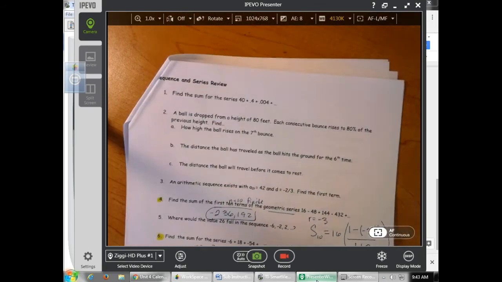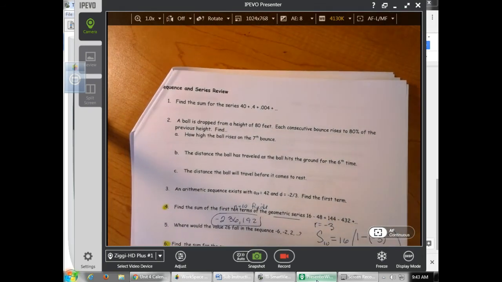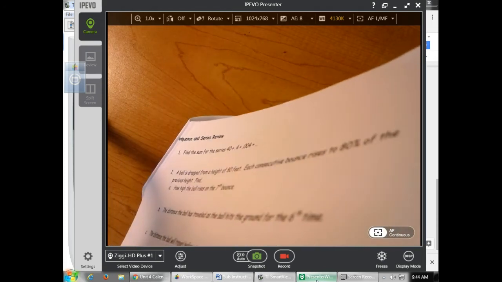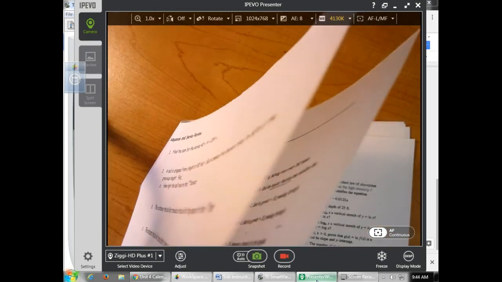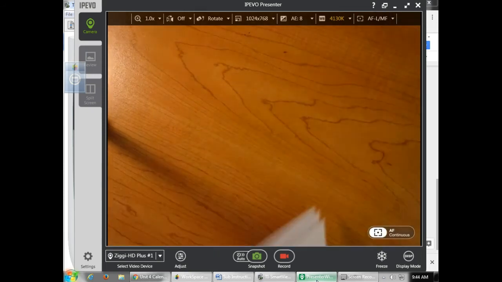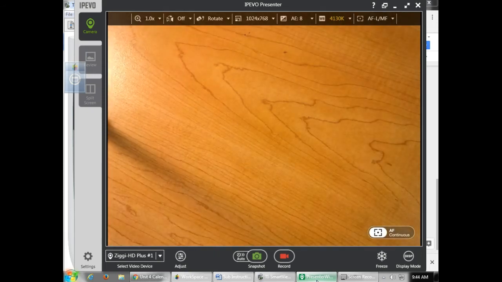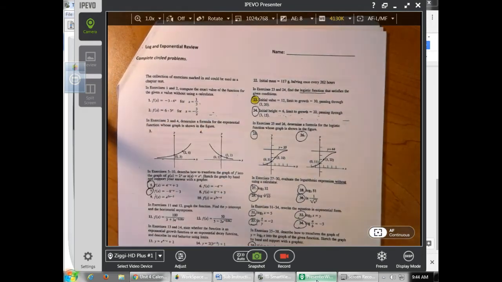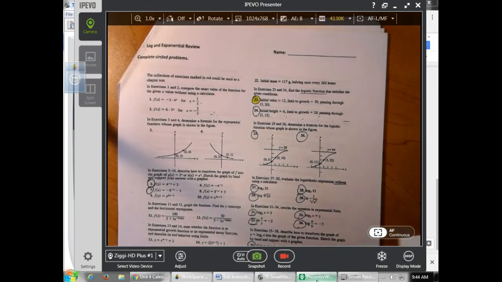Okay, that covers everything that I really wanted to highlight on the sequences and series part. And then I have a couple more that I want to go over. Let's go over 23 on the circled problem. Okay.